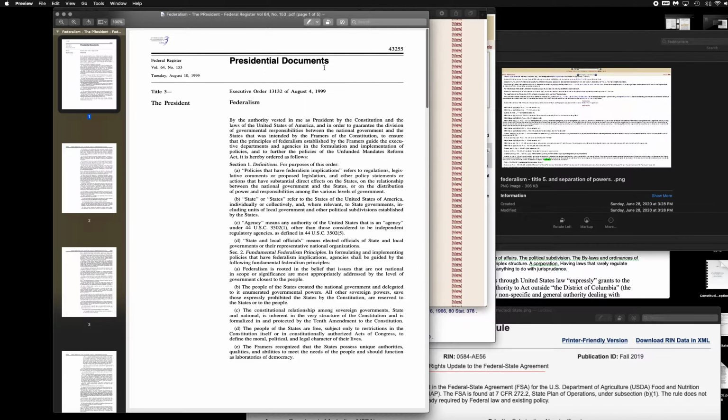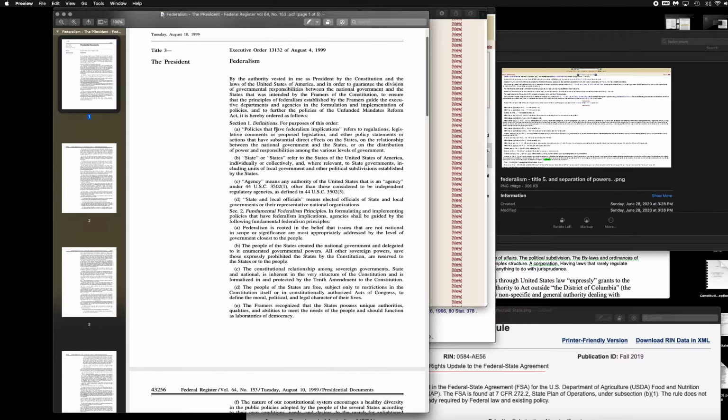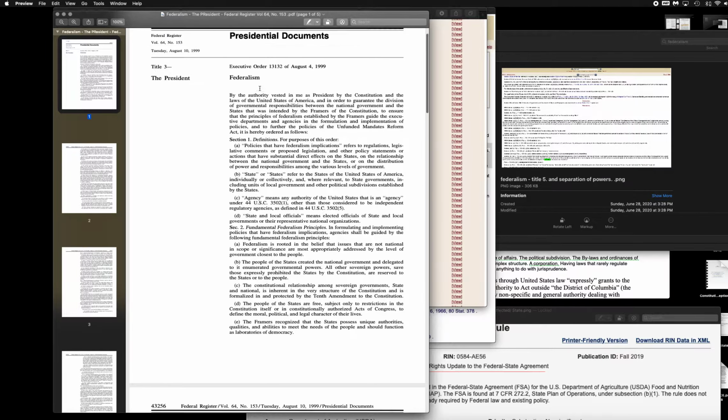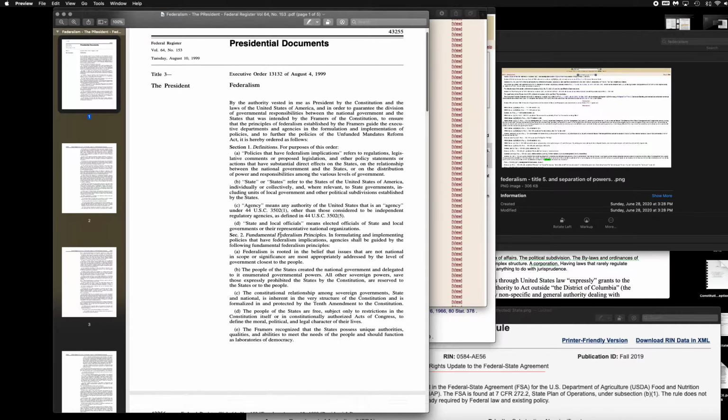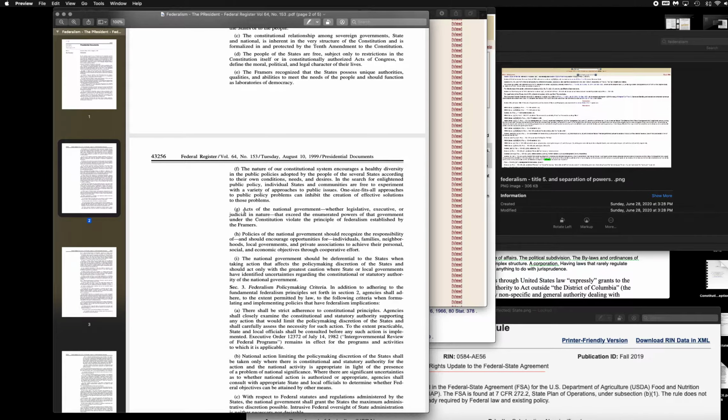In this presidential document dated 1999, it's Executive Order 13132. You can find this in a number of government websites, such as the Federal Register or any other place where you can find the presidential documents. This is in Federal Register, Volume 64, number 153, August 10th, 1999. It's according to Title 3. And Section 1 is definitions. And we're going to go under G, acts of the national government, whether legislative, executive, or judicial in nature, that exceed the enumerated powers of that government under the Constitution, violate the principle of federalism established by the framers.